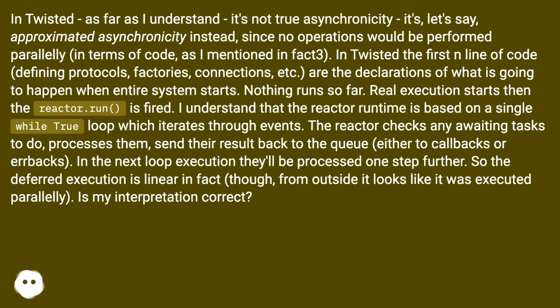In Twisted, the first lines of code, defining protocols, factories, connections, etc., are the declarations of what is going to happen when the entire system starts. Nothing runs so far. Real execution starts when reactor.run is fired. I understand that the reactor runtime is based on a single while-true loop which iterates through events. The reactor checks any awaiting tasks to do, processes them, sends their result back to the queue, either to callbacks or errbacks. In the next loop execution they'll be processed one step further. So the deferred execution is linear in fact, though from outside it looks like it was executed parallelly. Is my interpretation correct?